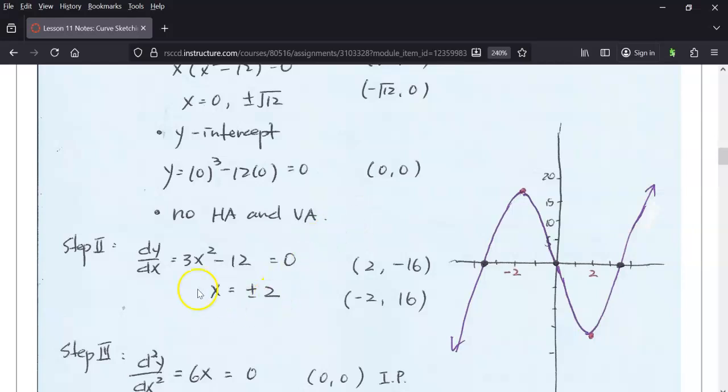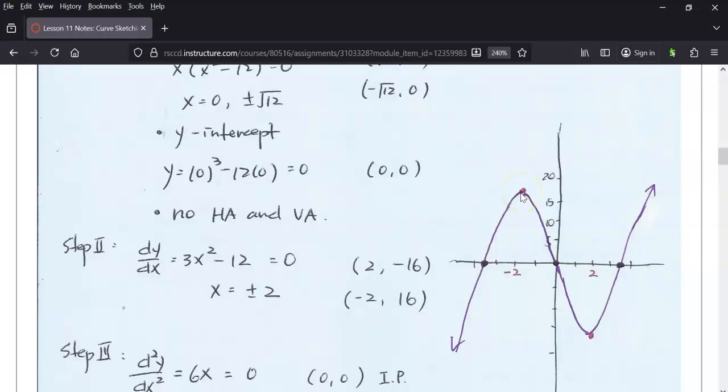Now, the second step, let's find our maximum and minimum points. We take the derivative of our function. We get 3x squared minus 12, set equal to 0. Once we solve for x, we get plus or minus 2. We plug 2 and negative 2 into the original function. We find that (2, negative 16) and (negative 2, 16) are the two points that are possible maximum and minimum. So if you look, (2, negative 16), which is right here, there's your minimum. And (negative 2, 16), there's your maximum. So that's where it is.